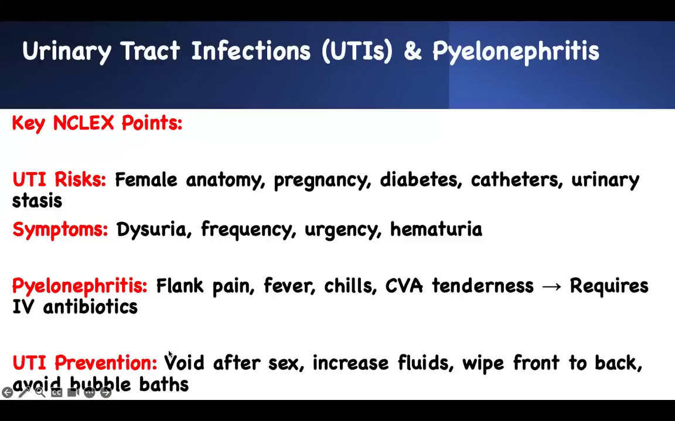What does the NCLEX want you to know about UTI and pyelonephritis? Key concept: UTI, urinary tract infection, is more common in females because of the way their urethra is short. It's more common in pregnancy. Diabetics, if you have a catheter, or if you have stasis of your urine, you can't pee too much, urine stays there, you get infected.